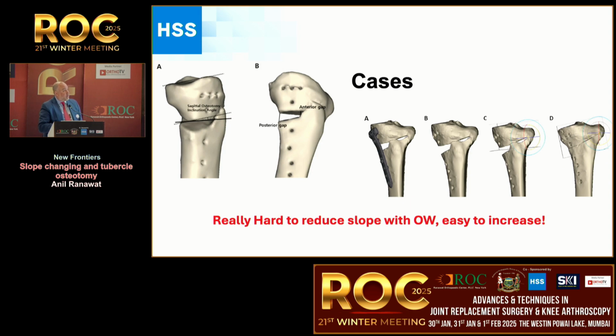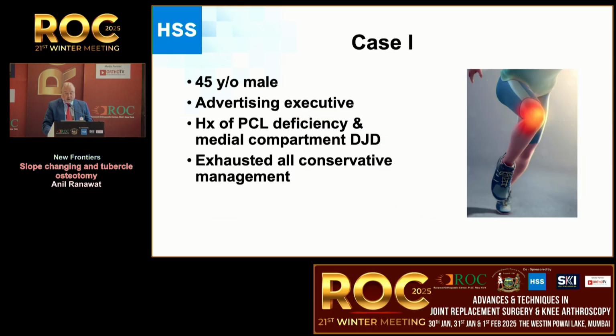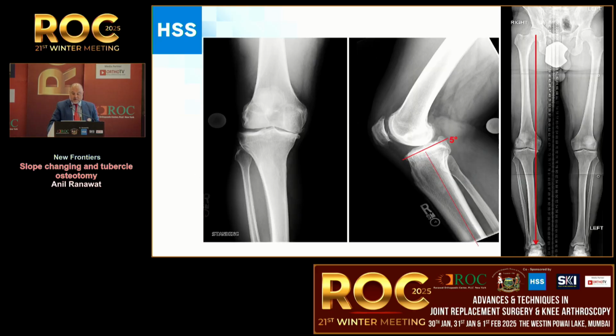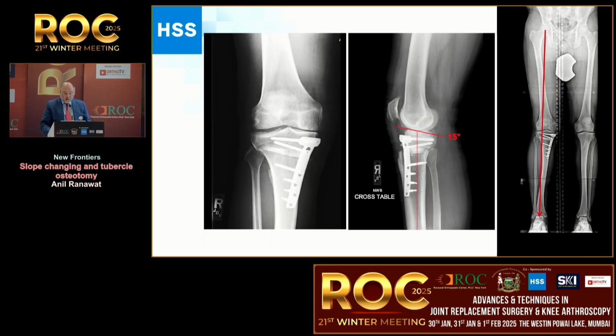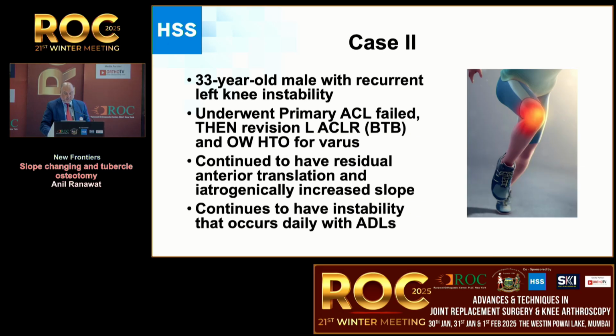And you better think about using a hinge screw, staples, or something like that. It's a very hard osteotomy to do. So here's a guy, 5-degree slope, PCL deficient knee. This is the easiest osteotomy I ever did because I can always increase slope, right? Taking it away is a harder thing to do.